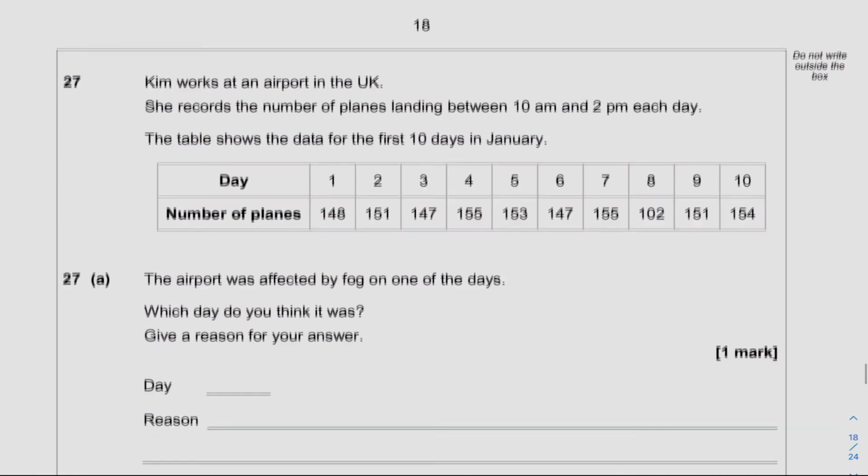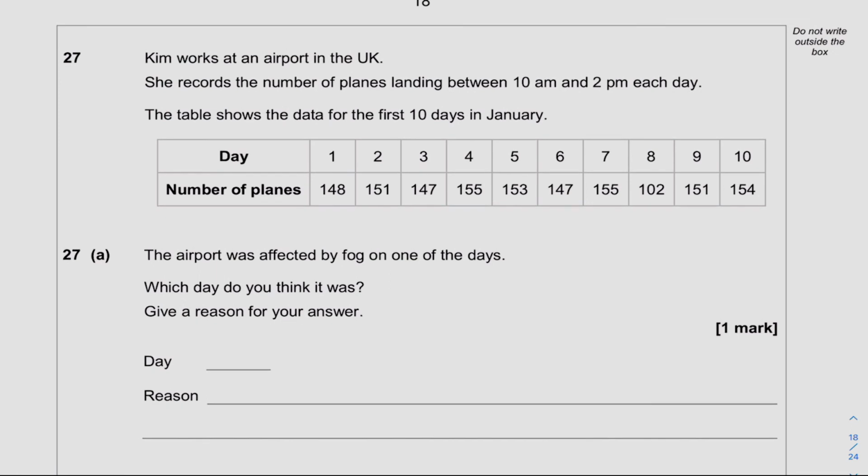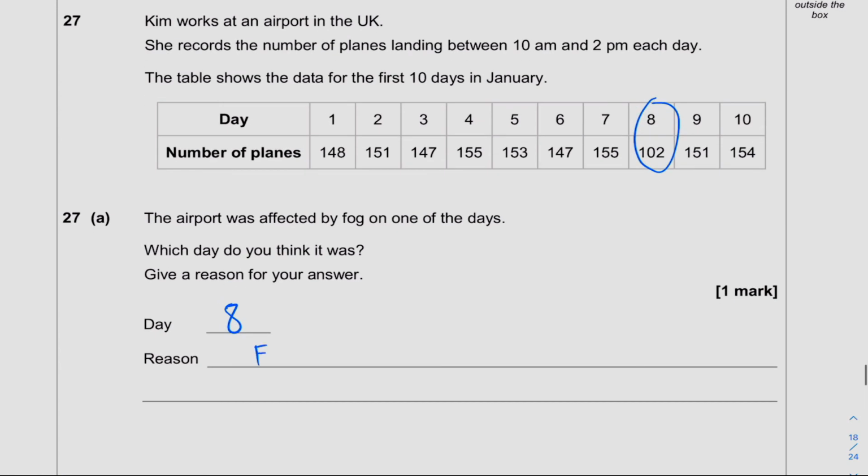So if we just look at the actual data in the table for number of planes, we can see that there's one day which is far lower than every other day, which is day 8, of 102. So we can say that it's day 8. Then the reason we can say is far fewer planes were seen, and then we can say due to fog, and that'll be enough for the 1 mark for that question.